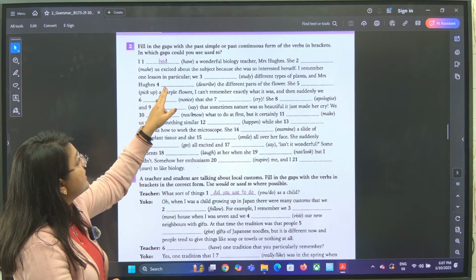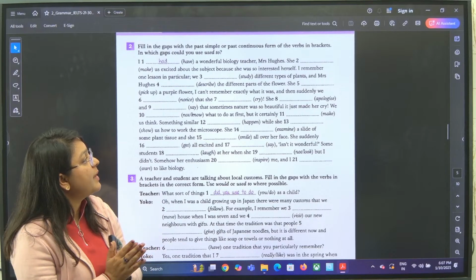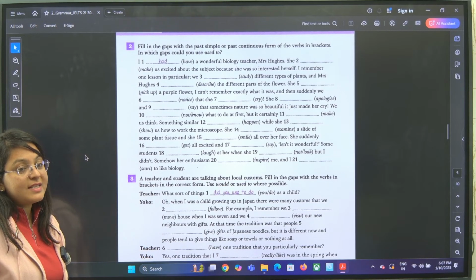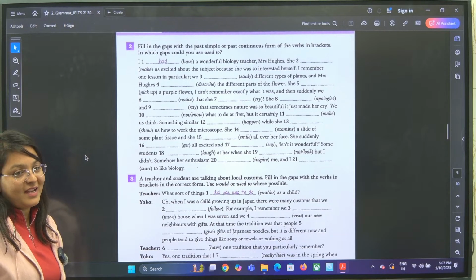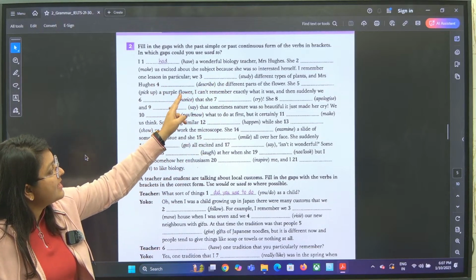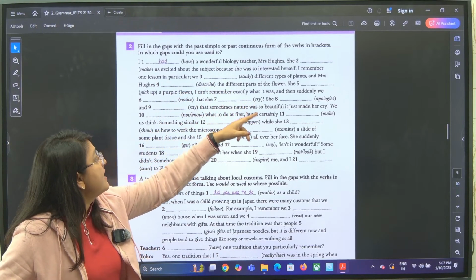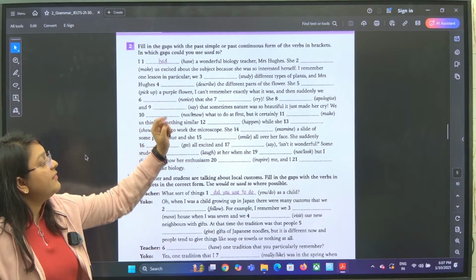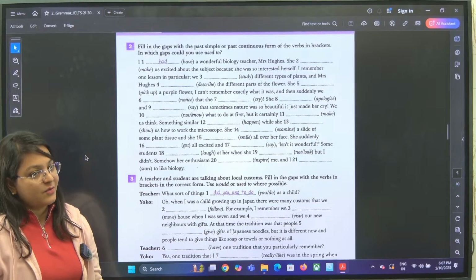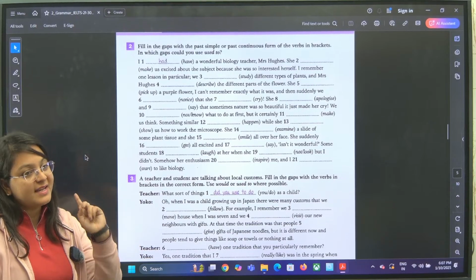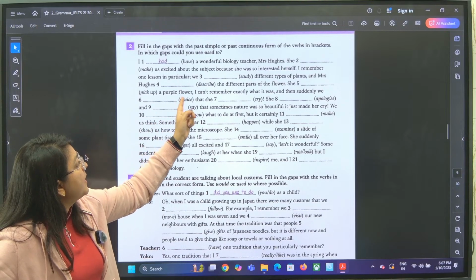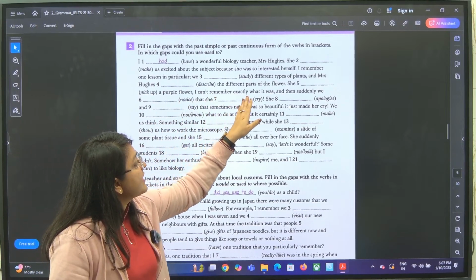And Mrs. Hughes dash describe the parts of plant. And she was describing. Okay. We were studying. She was describing the different parts of the flower. She dashed a purple flower. She picked up. Yes. Okay. She was picking up nahi hoga because that incident happened only once. So she picked up a purple flower. I can't remember exactly what it was.